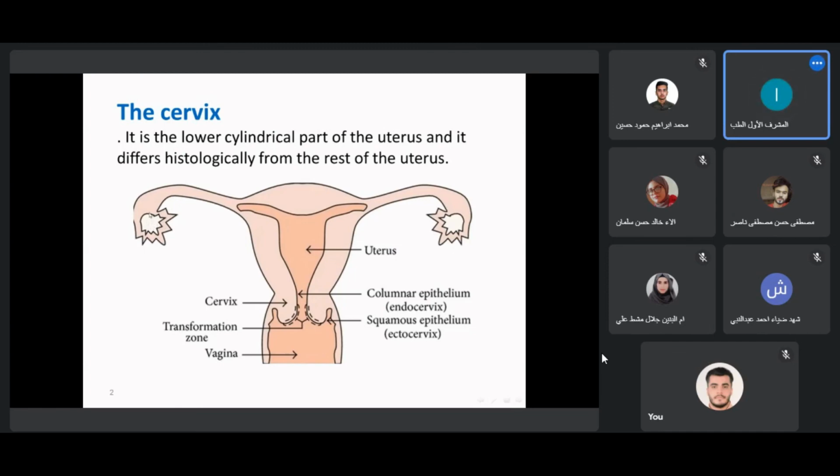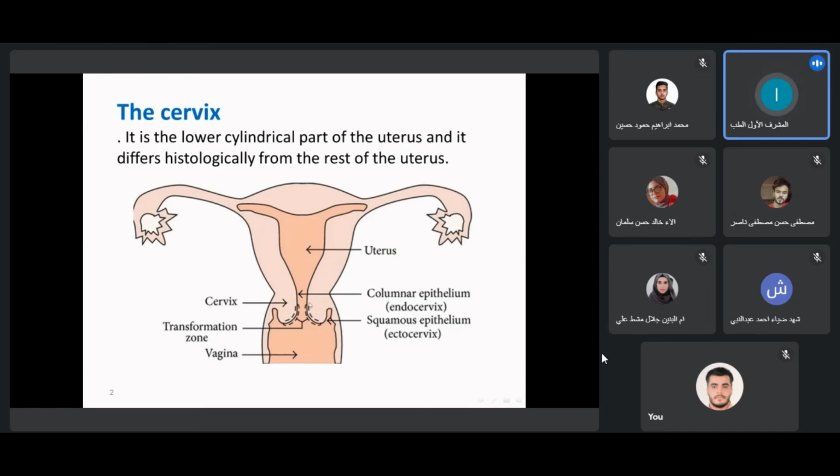This is the uterine tubes, and the fundus of the uterus. The body forms the largest part of the uterus, and the lower, cylindrical part is called the cervix. The cervix itself is divided into two parts: an inner part, which is continuous with the lining of the uterus, called the endocervix, and an outer part, which is continuous with the vagina and called the ectocervix. The lining of the endo and ectocervix is different.